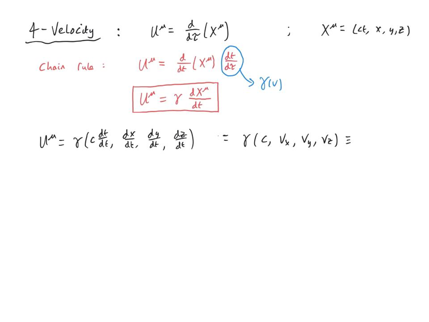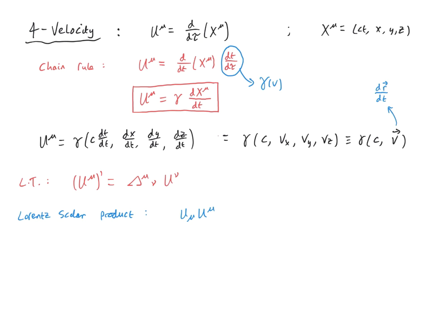I could also express this as gamma multiplied by the four vector which has components c in the time-like component, and then the velocity vector v in the space-like components. This v vector here is the regular, non-relativistic three velocity. This four velocity is a genuine four vector, and therefore it does transform according to the Lorentz transformations, meaning that I can write u^μ in a primed reference frame and relate it in the usual way to u^ν in the unprimed reference frame by performing this contraction with the Lorentz tensor.